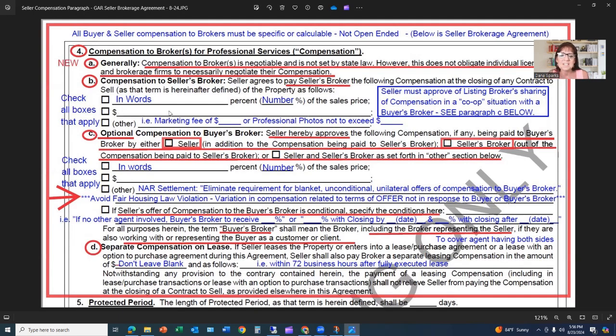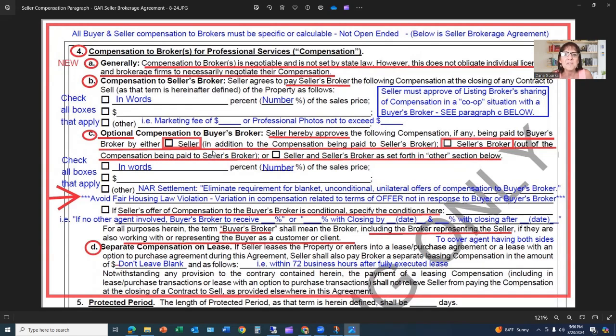So I've received lots of questions. Dana, what is that other? What would that be? Well, for example, that could be if the seller is paying the broker a marketing fee or a fee for professional photos. And again, where the compensation to the broker may not be open-ended, you have to have a specific amount. So you cannot just open-endedly say marketing fee or seller to pay for professional photos.